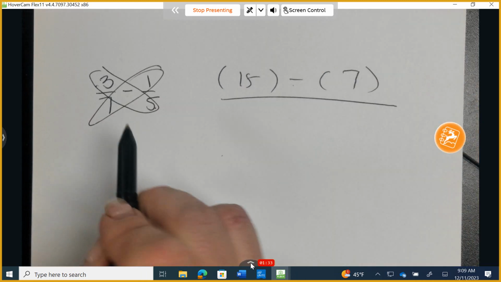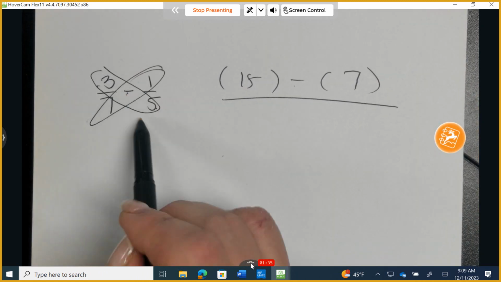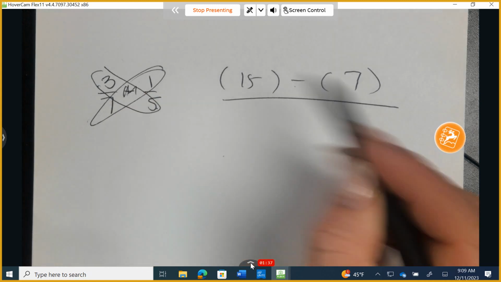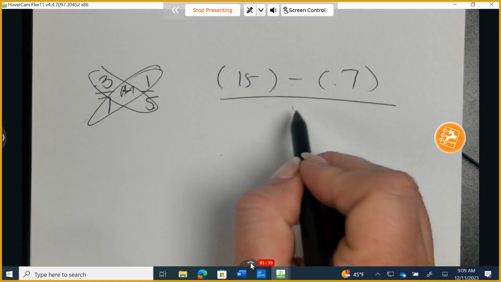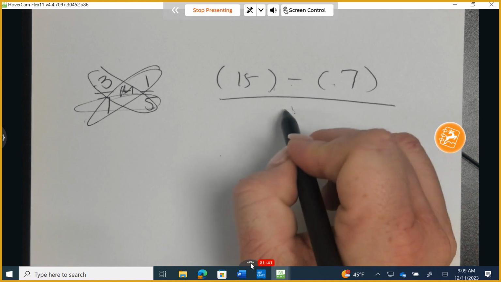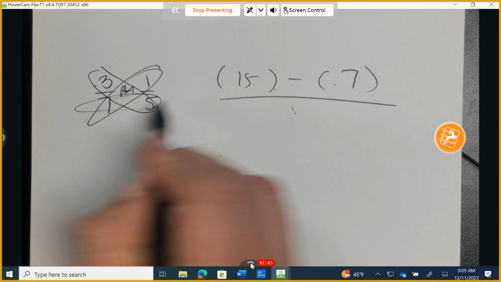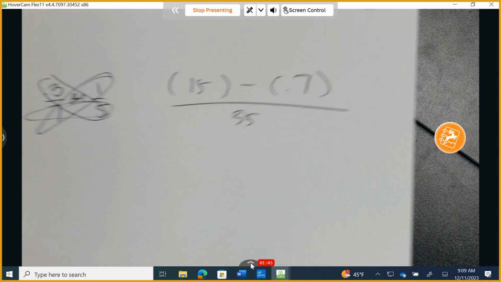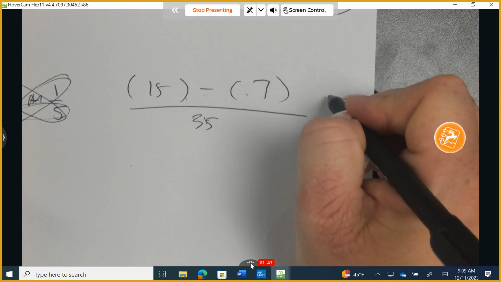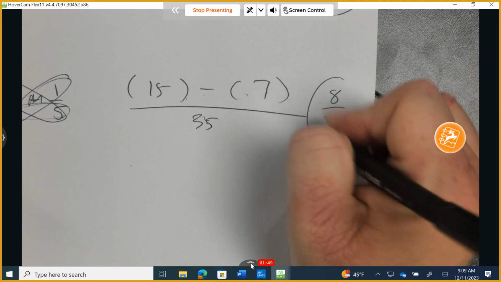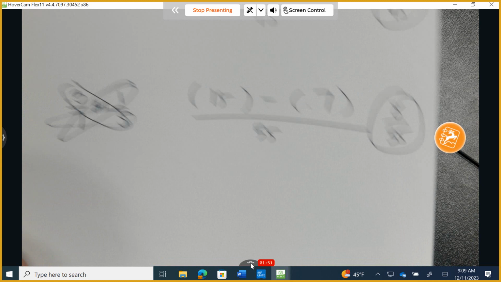1 times 7 is 7. Again, I do not use the symbol when I'm multiplying. It simply is used to go in between these two values. In the denominator, we're going to take the product of the bottom. So 7 times 5 is 35. If I take 7 away from 15, I end up with 8 over 35. And this is my final answer.